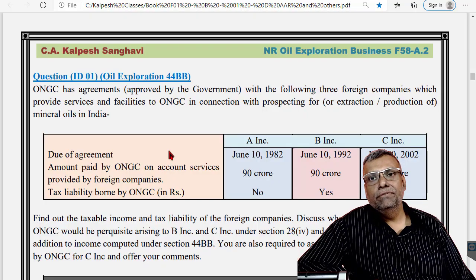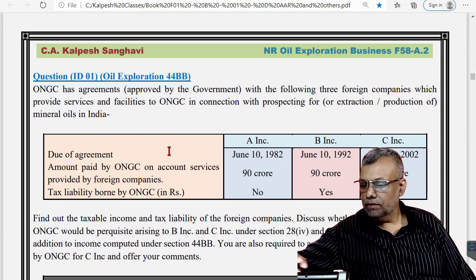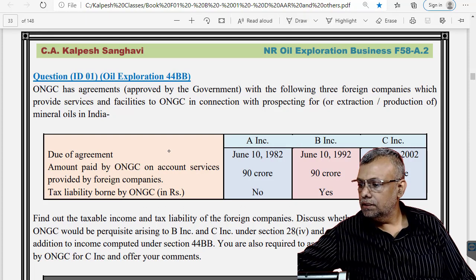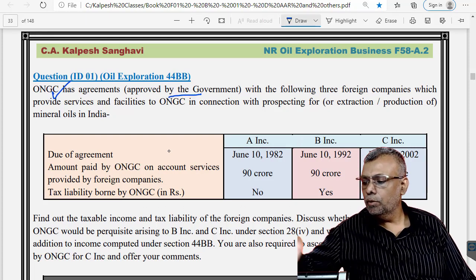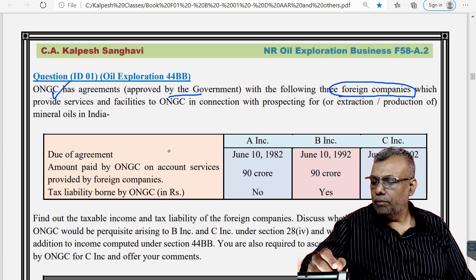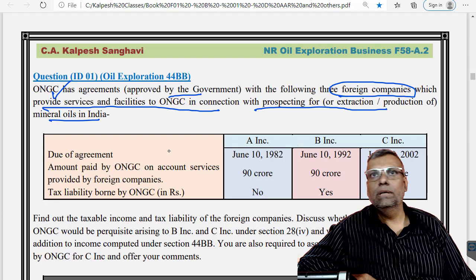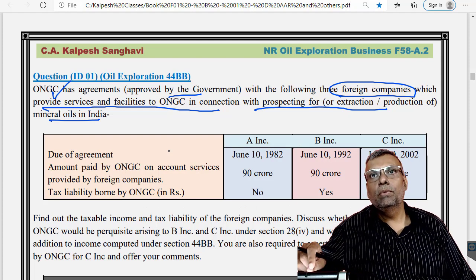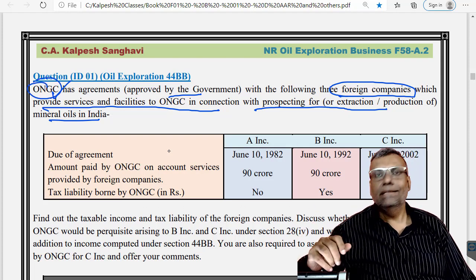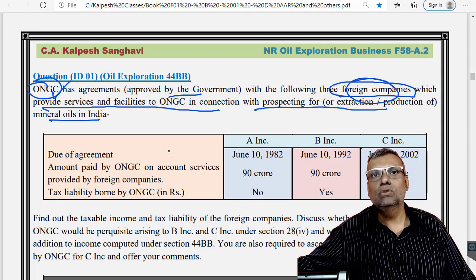Come to this particular question, a very beautiful question of its class, and you'll need to pay more attention to understand it. First of all, ONGC has an agreement approved by the government with the following foreign companies, and they provide services and facilities to ONGC in connection with the oil extraction business. So these provisions straight away come in the presumptive category, where ONGC is an Indian concern and these are the foreign companies providing facilities to ONGC.